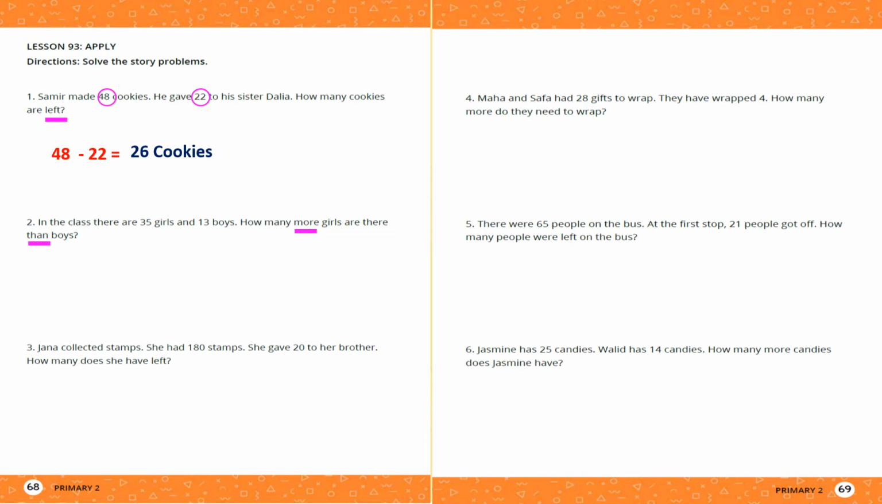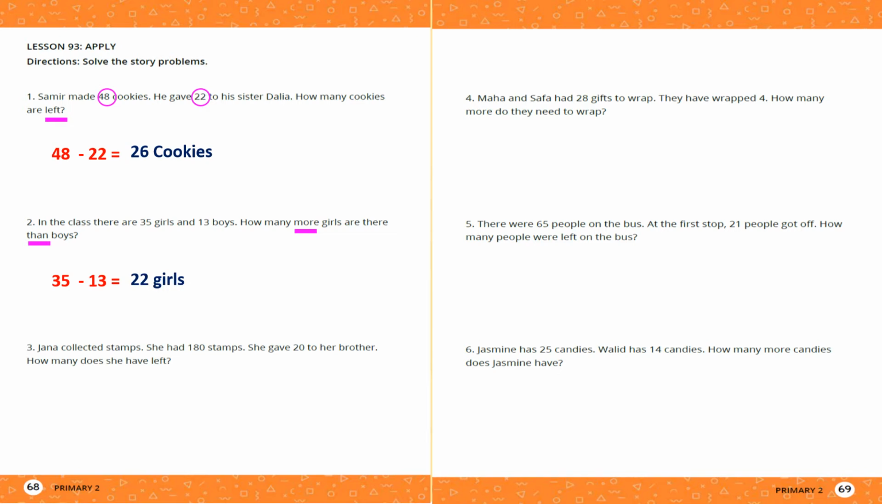Question number 3. Jana collected stamps. She had 180 stamps. She gave 20 to her brother. How many does she have left? Now Jana had 180. She gave 20 to her brother. So the number of stamps decreased. If decreased, we will apply subtraction. Also, we have the keyword left. So 180 minus 20 equals what?